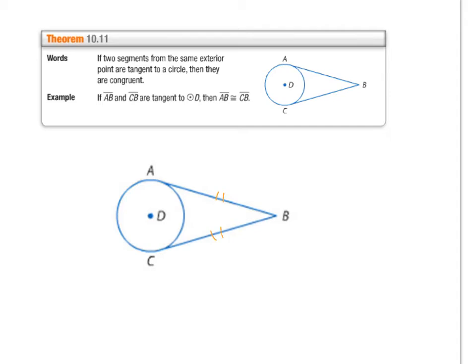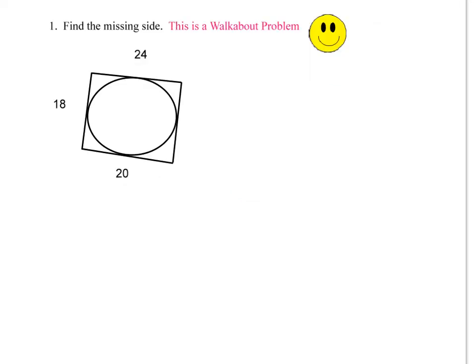And we also now know if I draw the radii from D to point C at the point of tangency, and from D to point A, the point of tangency, those are going to be right angles from the last theorem. Okay, let's move on.